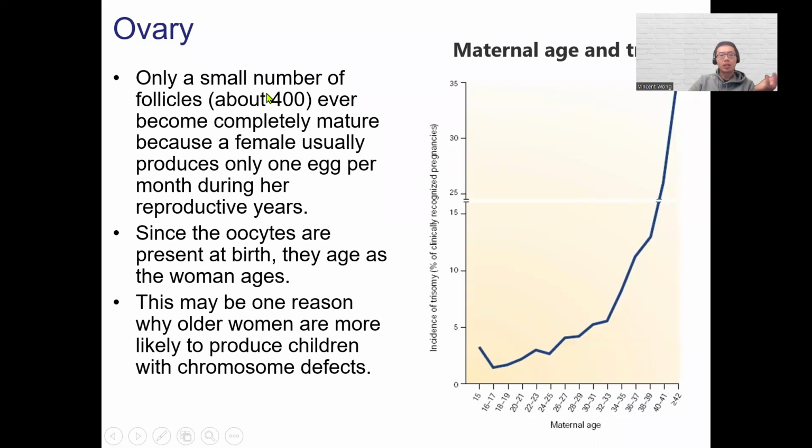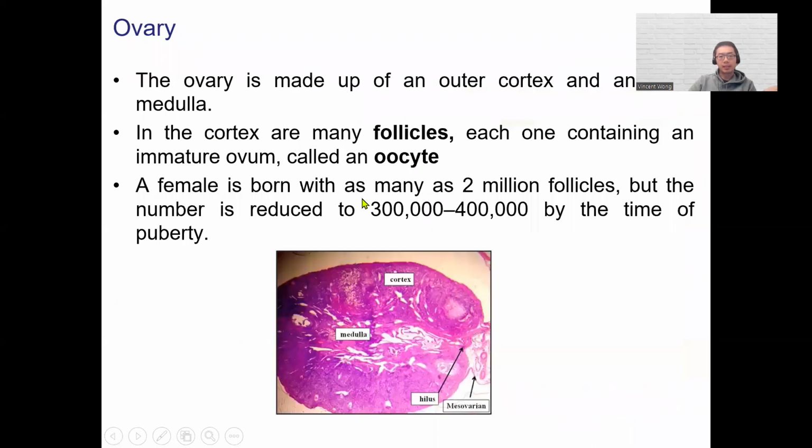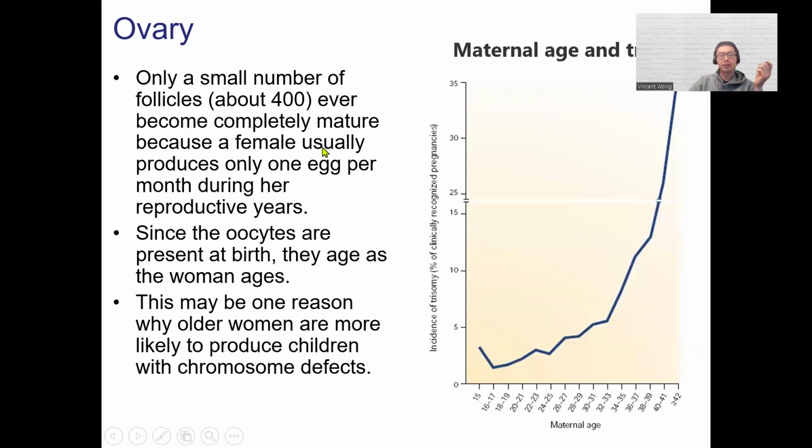So only a small number of follicles, as I was saying, right? Even though you have hundreds of thousands of follicles, only about 400 ever completely mature, because you only release one egg per month typically. When I say month, I use that term loosely.